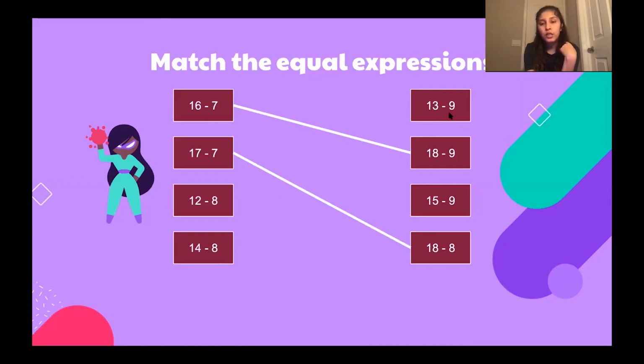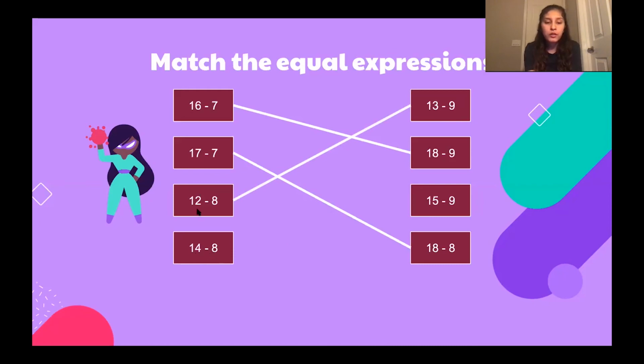Let's see, 13 minus 9. Does 13 minus 9 equal 4? Let's check. So 9, 10, 11, 12, 13. Yeah, it made 4. So then we have one more.